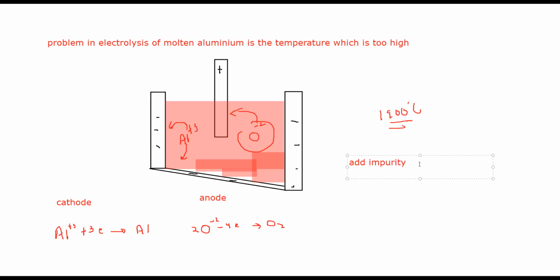And what impurity do we add? We add an impurity known as cryolite. Cryolite is a compound which has the formula Na3AlF6. This is the formula for cryolite. So we add cryolite, or we add an impurity. What is the advantage of adding cryolite?